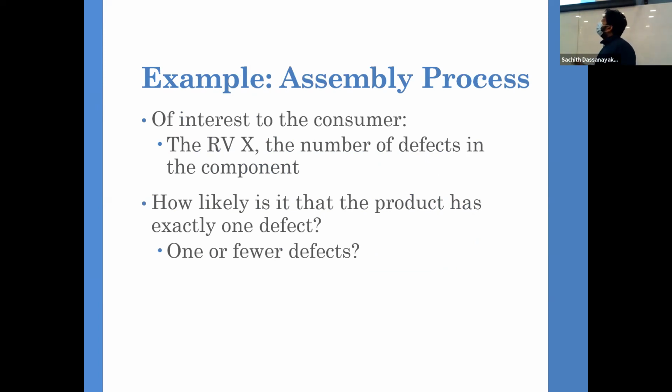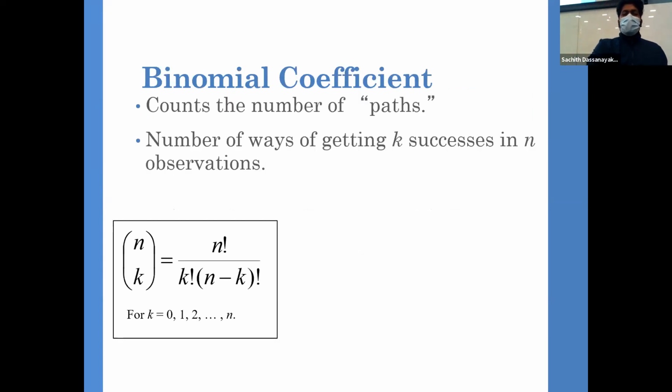If we need to check the number of defectives, that's our success. So we are considering the number of defective items: 0, 1, 2, 3. According to this example, the maximum can be 3. So success is the number of defectives. For example, exactly 1 defective, or more than 1 defective. Okay, this is the binomial coefficient.